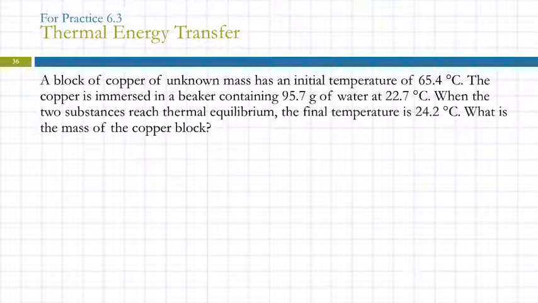So we can do a problem like this. A block of copper of unknown mass has an initial temperature of 65.4 degrees Celsius. The copper is immersed in a beaker containing 95.7 grams of water at 22.7 degrees Celsius. When the two substances reach thermal equilibrium, the final temperature is 24.2 degrees Celsius. What is the mass of the copper block? And again, I'm thinking, well, wouldn't it be easier just to stick the dumb thing on a balance? But then we wouldn't have this problem to do.